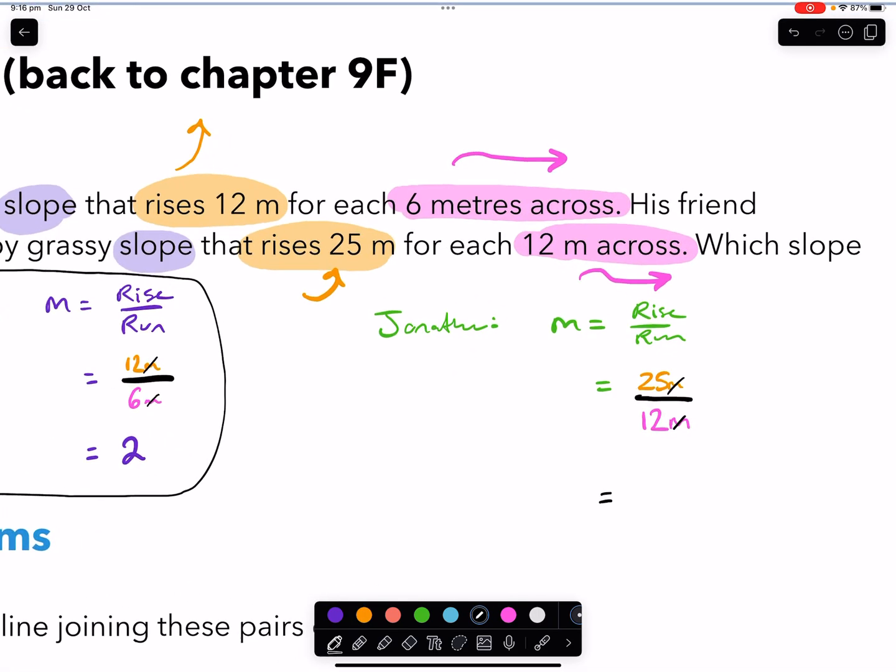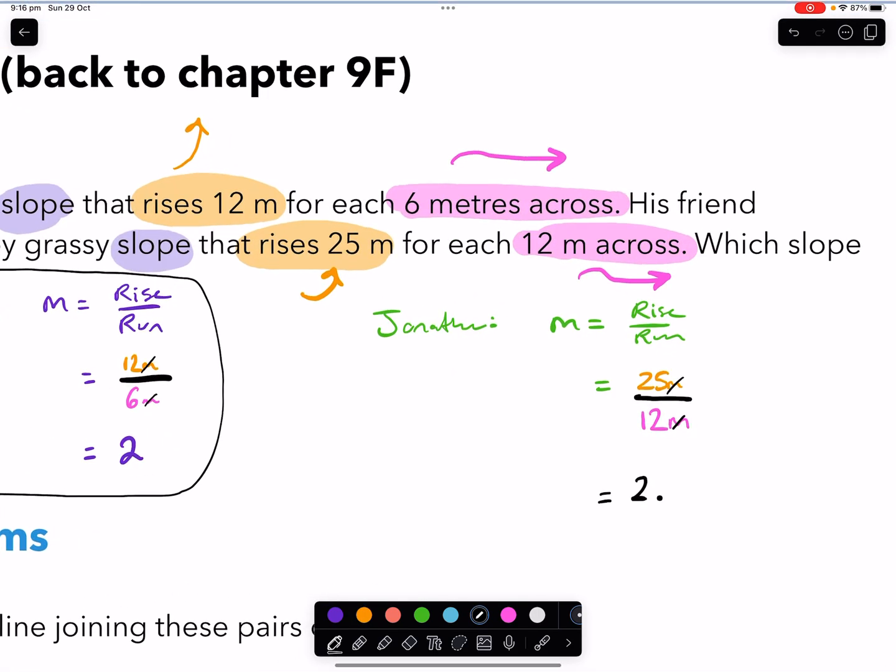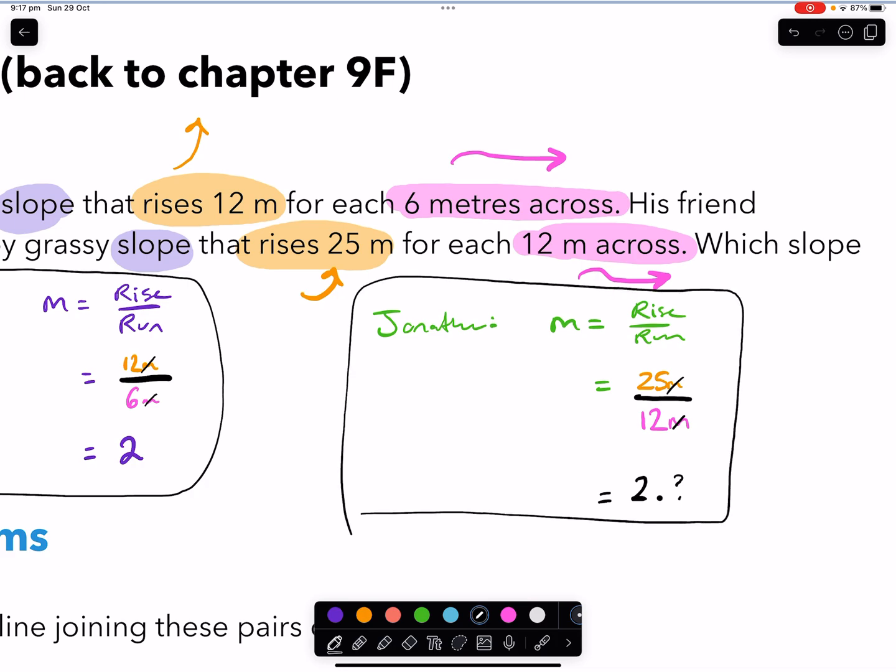What I might do, it's going to be 2 point something, because double of 12 is 24, and 25 is a little bit bigger than that. So it might be like 2.1. So I think Jonathan will be the one that has the steeper slope. Steeper slope.